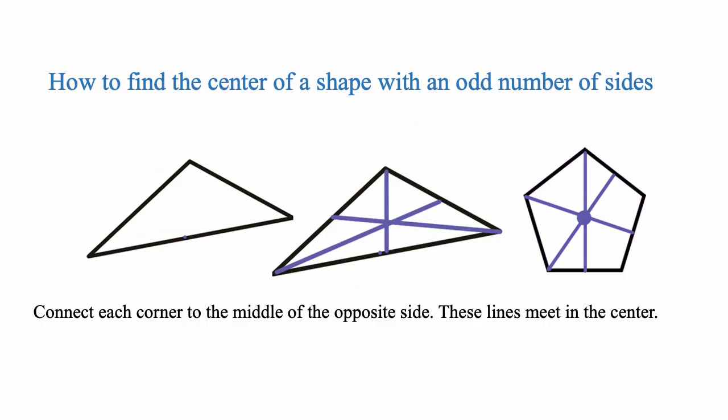So what about finding the center of a shape with an odd number of sides? So for any triangle, you connect one corner to the middle of the opposite side. So these two sides are equal. And here again, I took the corner and went to the middle of the opposite sides. And when you do that 2 times, you get the center of the triangle.